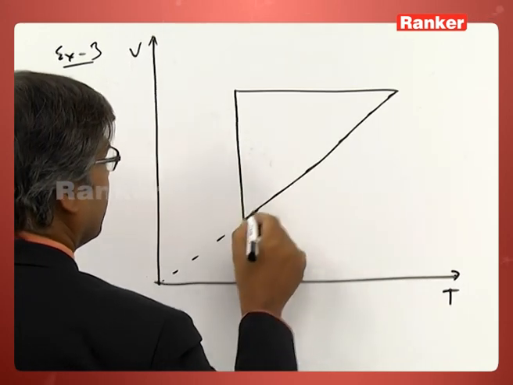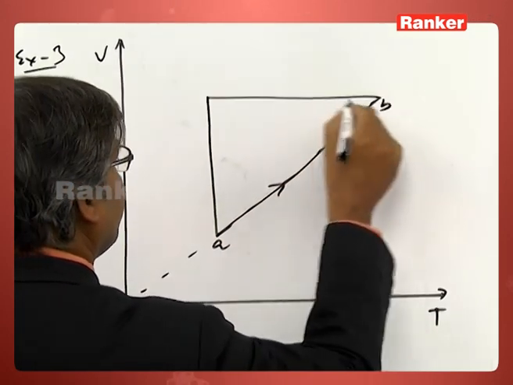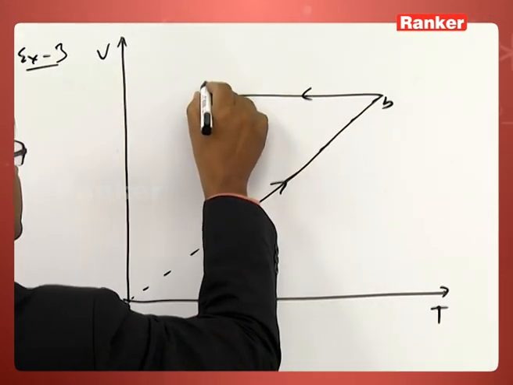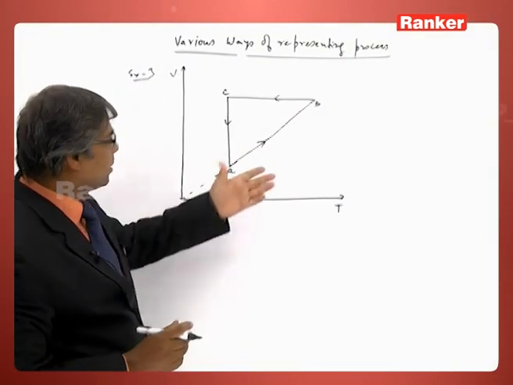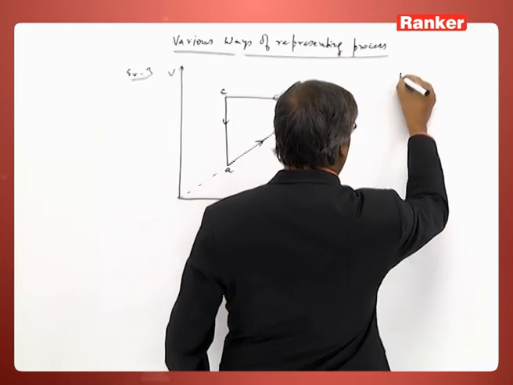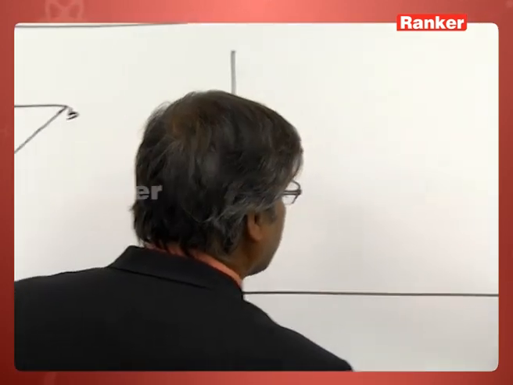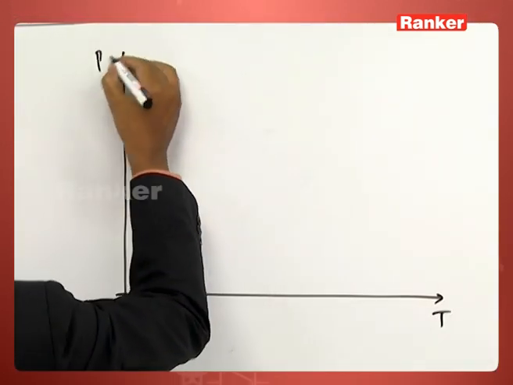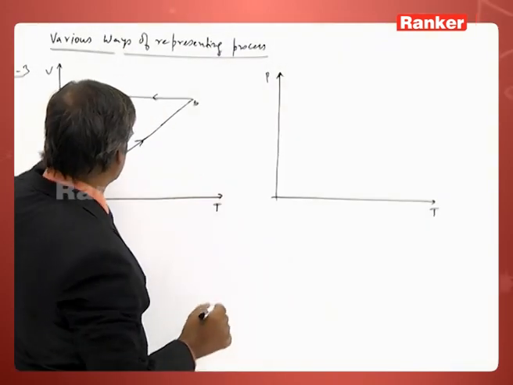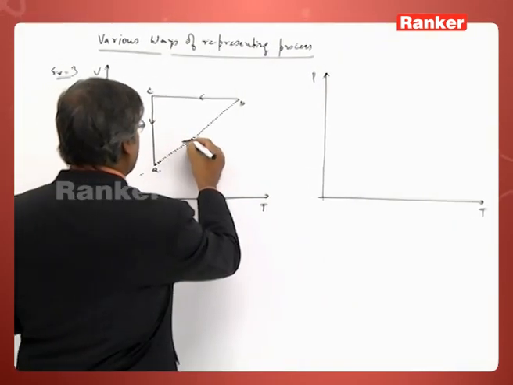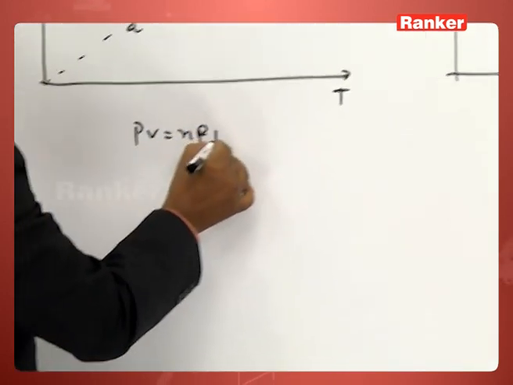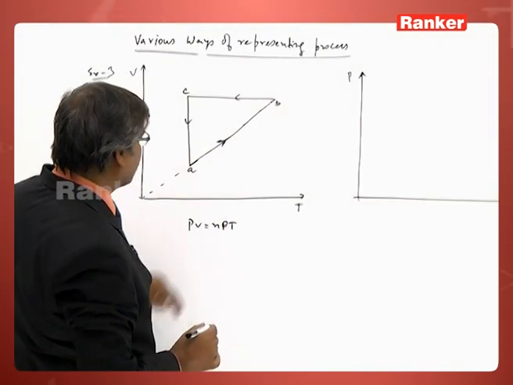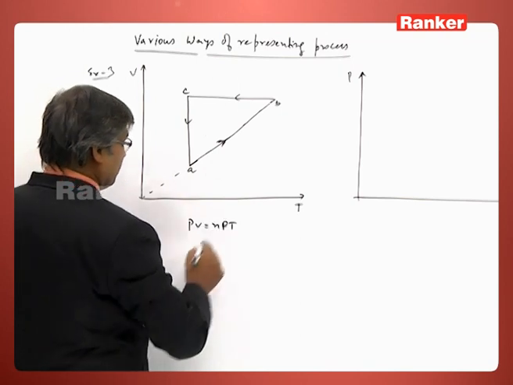This is VT, this is A, B and this is C. This is the process. Let us first express this process as a PT graph. So if I want to express it as a PT curve, for the process A to B, let us start with P. So we will write PV is equal to nRT. Here volume is directly proportional to temperature.